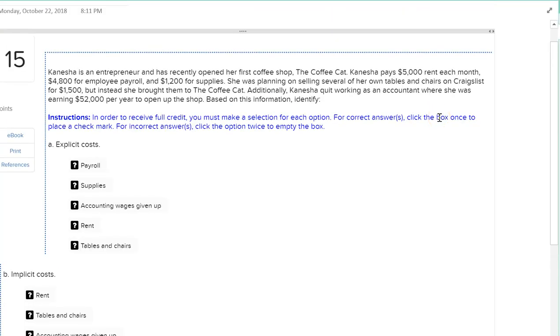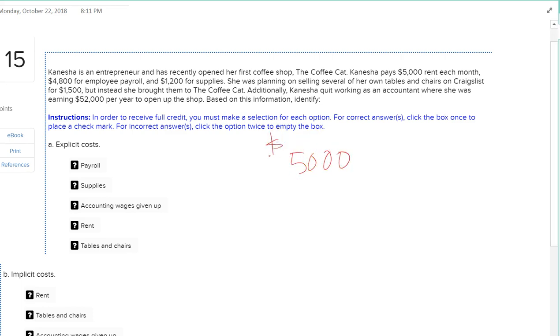15 is similar to a previous one where we're talking about explicit and implicit costs. This is that accounting profit versus economic profit, or accounting cost versus economic costs. So here we have some information. Kenesha has opened her coffee shop. She pays $5,000 in rent each month, and I would just kind of itemize these costs.